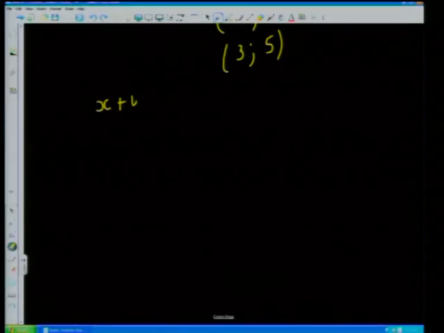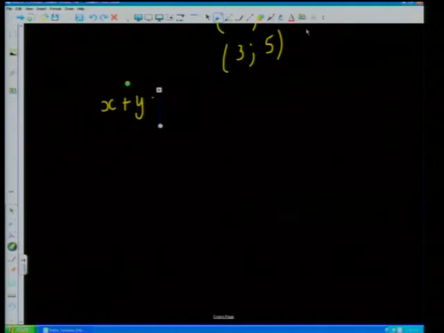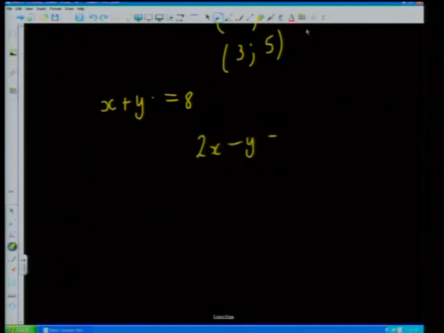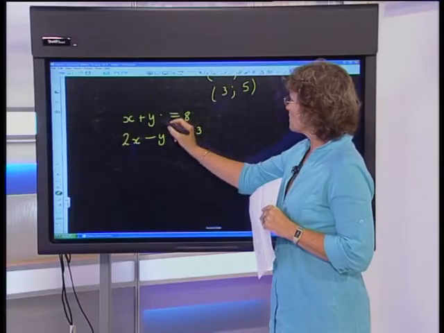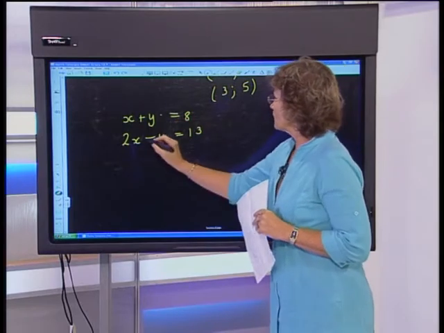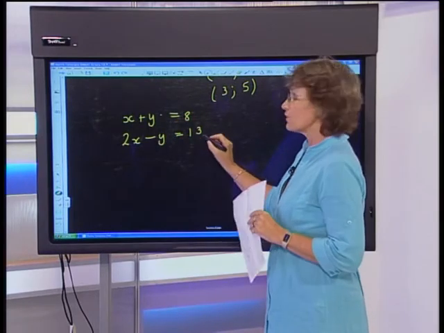Now, what we did last year is we showed you that by introducing a second equation, so let's say we took x plus y is equal to 8. And in addition, we took 2x subtract y is equal to 13. Okay, so what I've got here is what we call a system of equations.